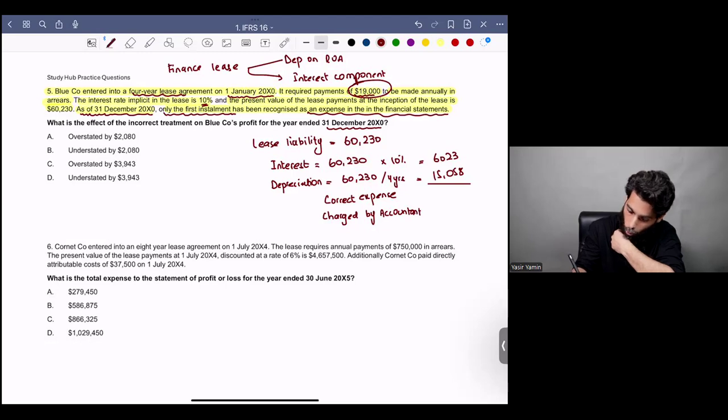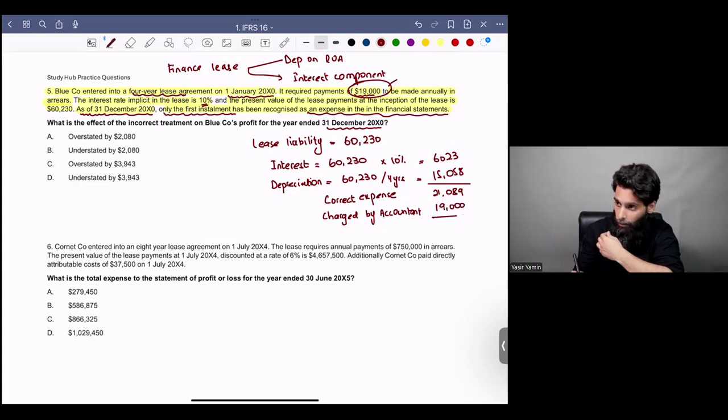It is 21089. How much had your accountant charged in its financial statements? Your accountant had charged $19,000, right? So what is the difference? 21089 minus 19,000. Okay, so I've made a mistake.